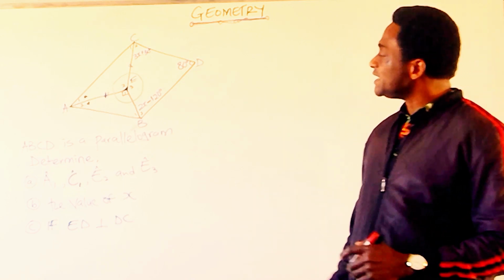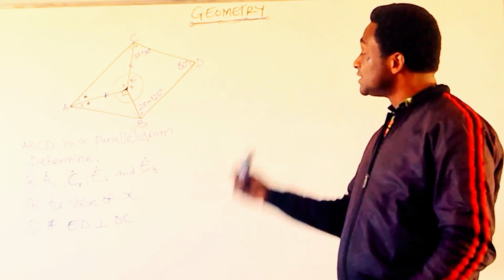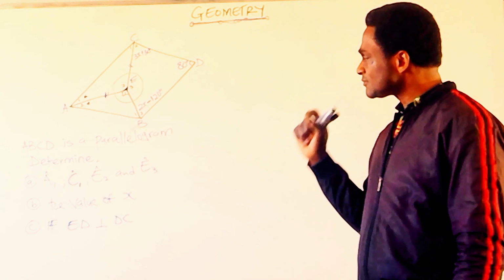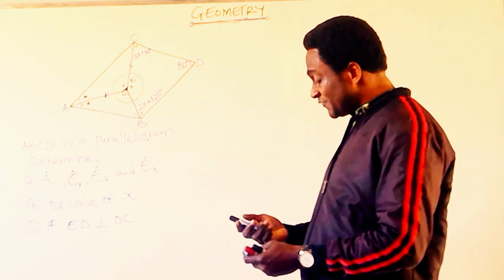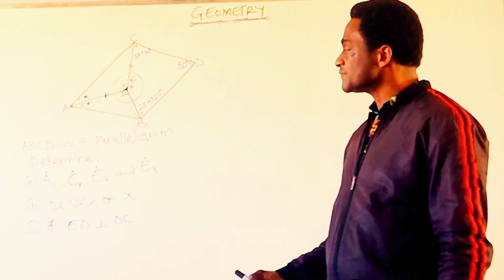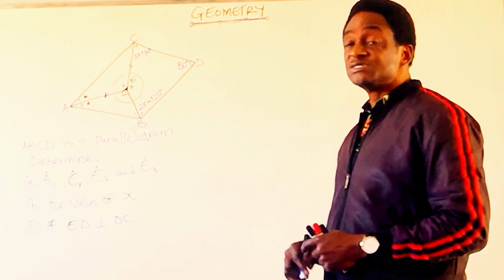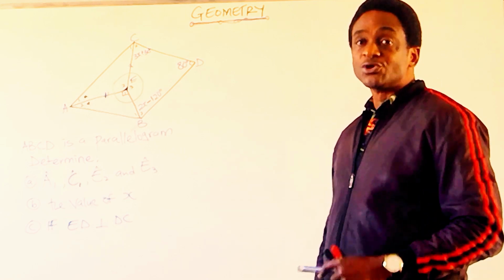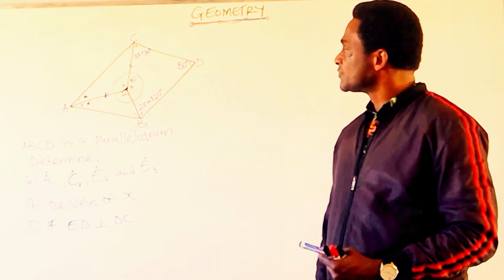Now, it is said that if the shape ABCD is a parallelogram, we were asked to determine the value of angle A1, angle C1, angle E2, and angle E3. This being a parallelogram, the first thing we must take into consideration is to understand the properties of a parallelogram. The first thing we note is that a parallelogram has a pair of opposite sides equal and parallel. But in this case, we don't need that. So we go inside to find out other properties of a parallelogram.